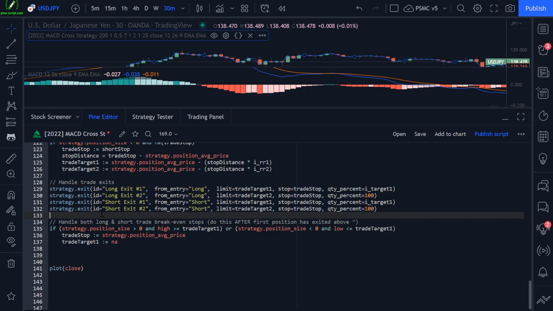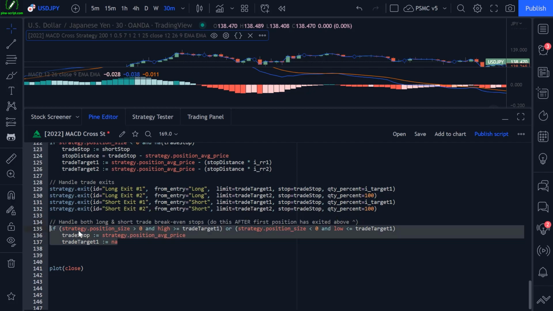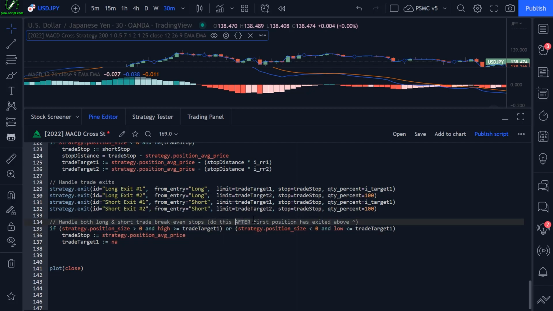So the comment here says, handle both long and short trade break-even stops. We handle both long trade break-even stops and short trade break-even stops with this block of code. And we do this after our first position has exited above, that's this first exit number 1 for longs and shorts. If our position size is greater than 0, so we're involved in a long trade, and the current bar's high is greater than or equal to our trade target.